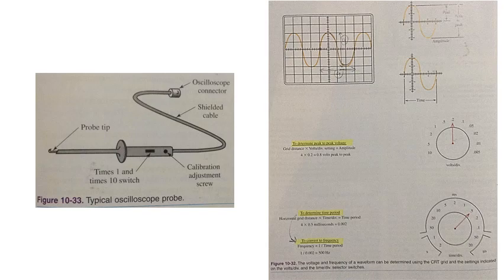If the time div selector switch is set to 2 seconds, then each grid spacing is equal to 2 whole seconds. Look again at figure 10-32. The time div selector switch is set to 0.5 milliseconds. The sine wave pattern covers 4 grid spaces to complete 1 full cycle. The time period is equal to 0.002 seconds.